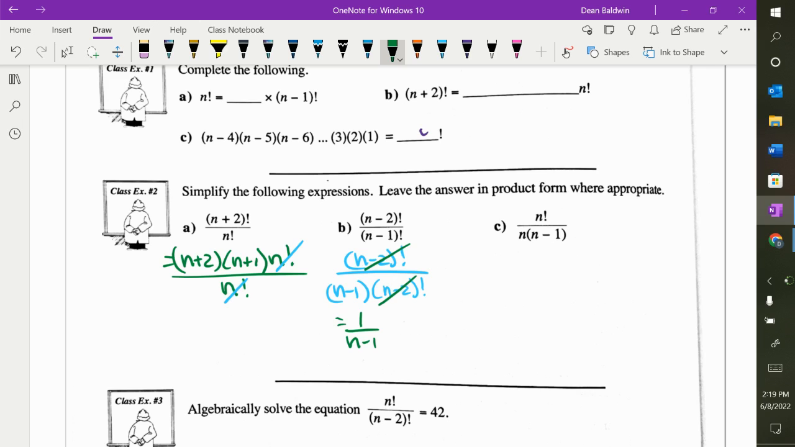What am I going to do on C? Wait, Mr. Ball. Once we cross things out and simplify down to 1 over n minus 1, does that n minus 1 stay as factorial? Nope, because I've gotten rid of the factorial by writing it in expanded form. The factorial just goes when you cancel, because these two are both factorials.